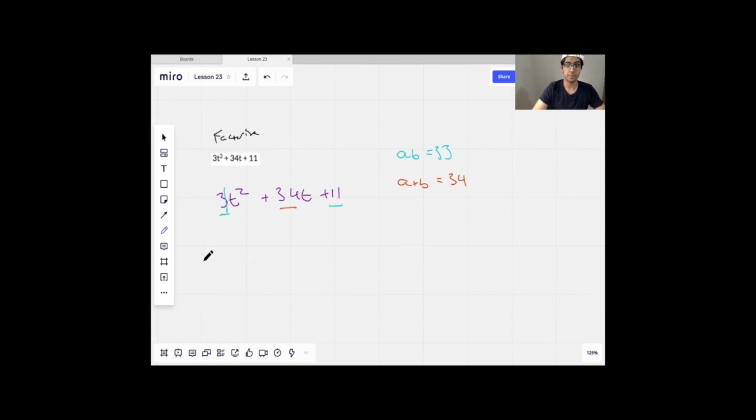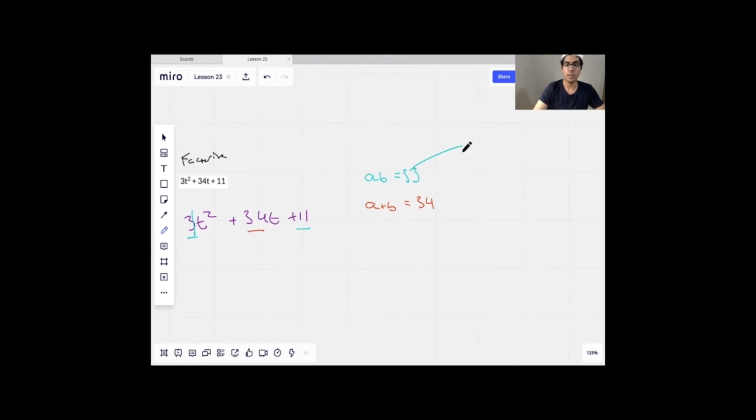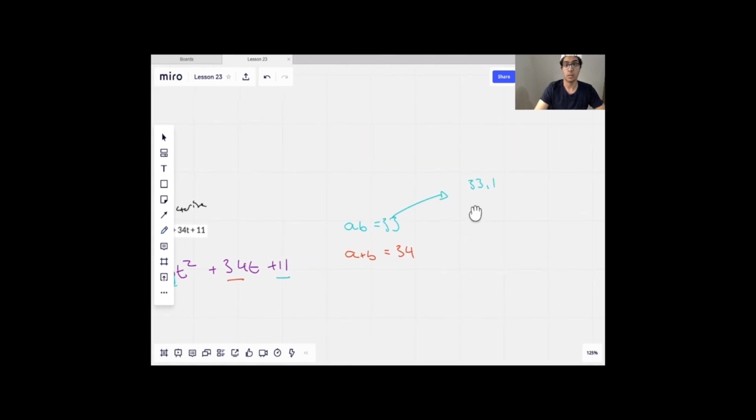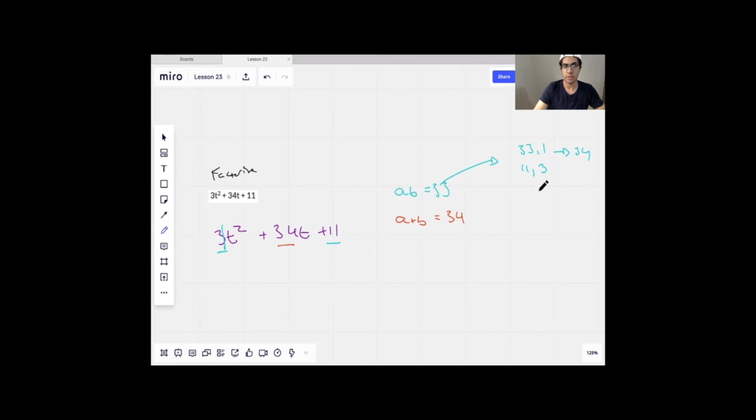So we have 33 and 1, and 11 and 3. I think that's it. 33 plus 1 is 34. Our job is done. We didn't even have to check the next one because this one works. Okay, let's split up 33 and 1, so we have to split this middle term into 33 and 1.